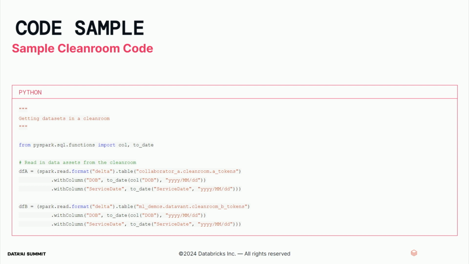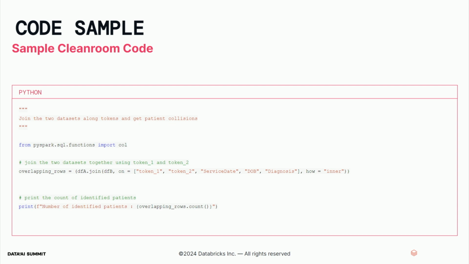So what we have here is a code sample of what actually goes inside of a clean room today. If you have ever used Databricks or any kind of Spark-based system to read code, you'll notice this looks very familiar, right? This is very standard code in order to read in a table. And you'll notice that we're pulling in from our Unity catalog systems. So we have Collaborator A and Collaborator B. So it's actually Collaborator A and ML demos in this case, which is Collaborator B. And what we're doing is we're going to read both data sets into two different data frames.